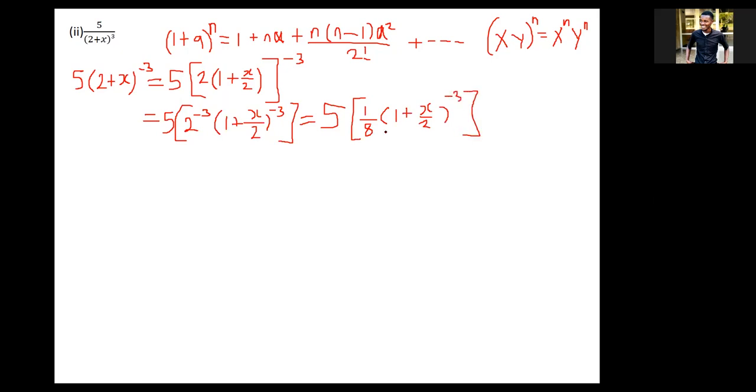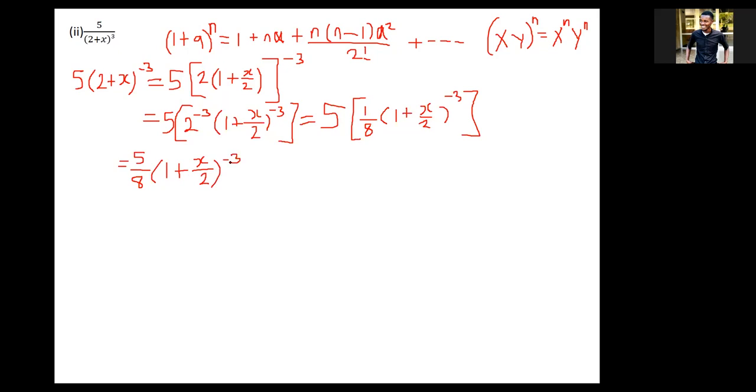Now here we're just remaining with opening the brackets. So when you open the brackets here, you are going to have 5 over 8. When you multiply 5 times 1 over 8, you are going to have 5 over 8. And then you open the brackets there, you have 1 plus x over 2, and then everything raised to the power -3.